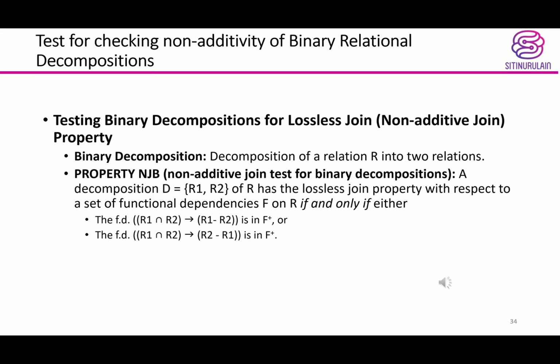Testing binary decompositions for the lossless join, non-additive join, property. Binary decomposition is the decomposition of a relation R into two relations. Property NJB, the non-additive join test for binary decompositions: a decomposition D equal to R1, R2 of R has the lossless join property with respect to a set of functional dependencies F on R if and only if any one of the functional dependencies shown in the slide is met.